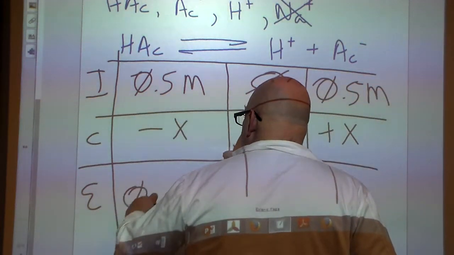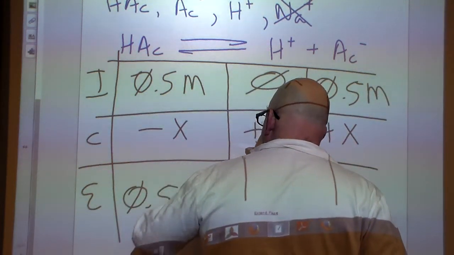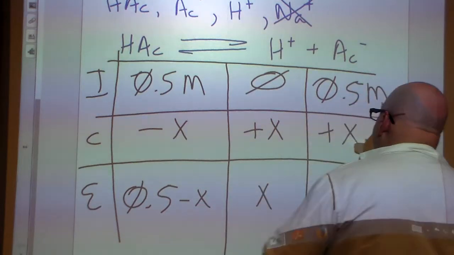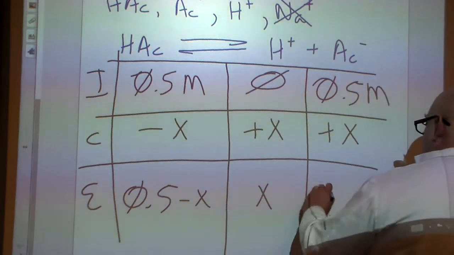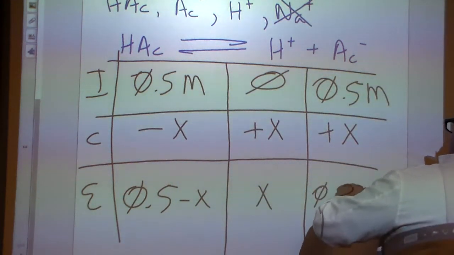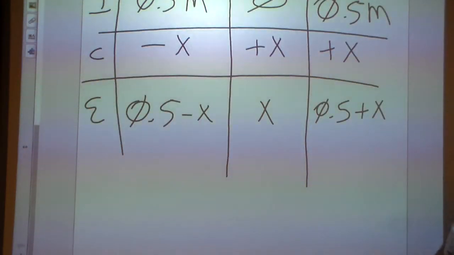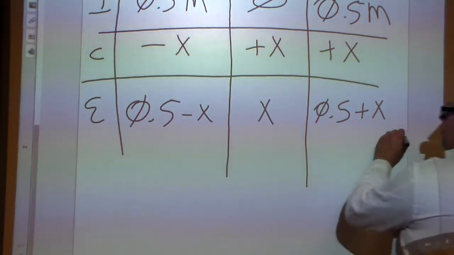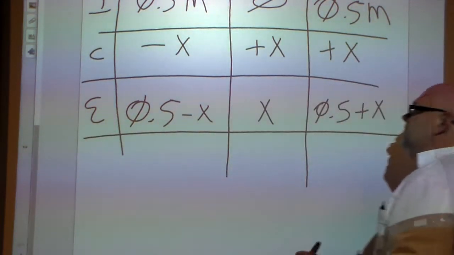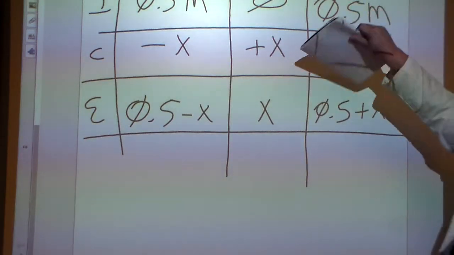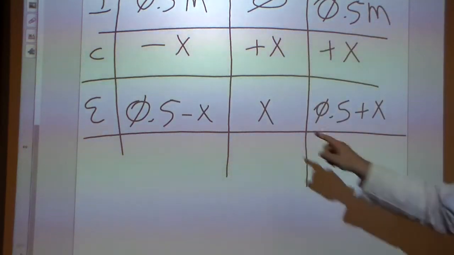So our equilibrium is 0.5 minus x. Here we have an x. And here we have 0.5 plus x. Okay. So we set up the table like this. We have our initial, our change, and our equilibrium. Now we're shooting for this.